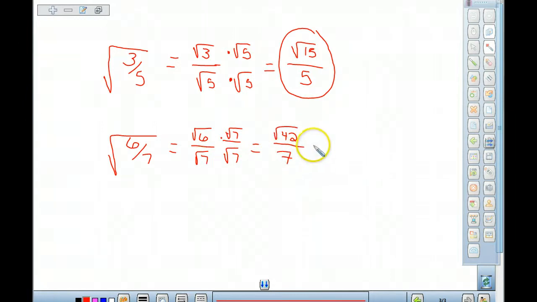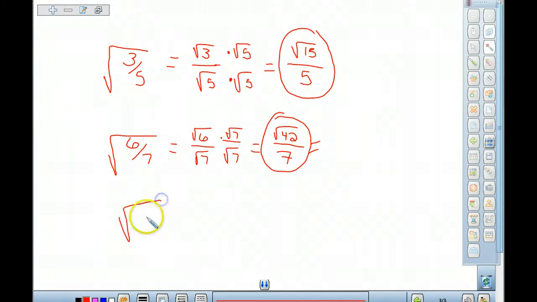Okay, then we've really got to take a look at this. Can I simplify the square root of 42? Okay, well, let's check it out. Can we divide it by 4? We really can't. Can we divide it by 9? No. Doesn't give us a whole number. Can we divide it by 16? No, that doesn't give us a whole number either. Therefore, this is simplified. Okay, let's do one more.